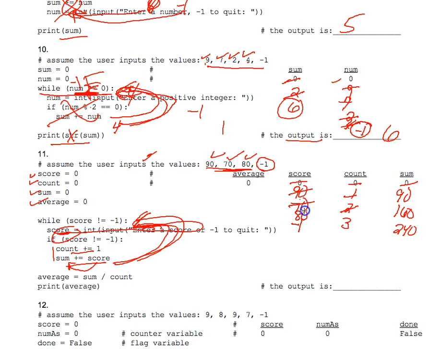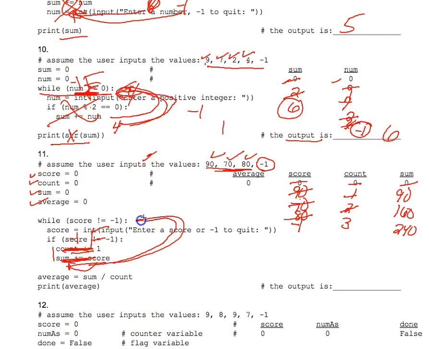I'm sorry, I forgot to write the 80 in here. Technically, there was an 80 there. I forgot to write it. Now there's a -1 there. And we check out this if statement. If score not equal to -1. Well, score is currently -1. So -1 not equal to -1 is false, which means we do not execute this code.